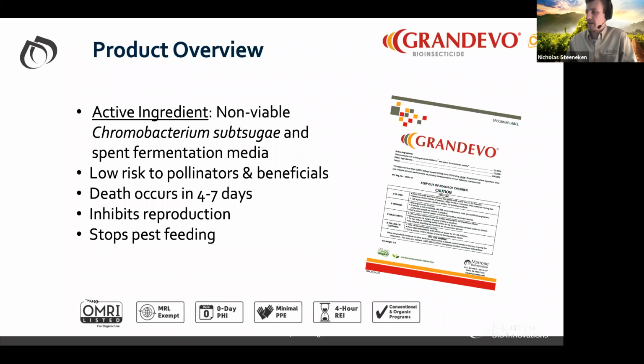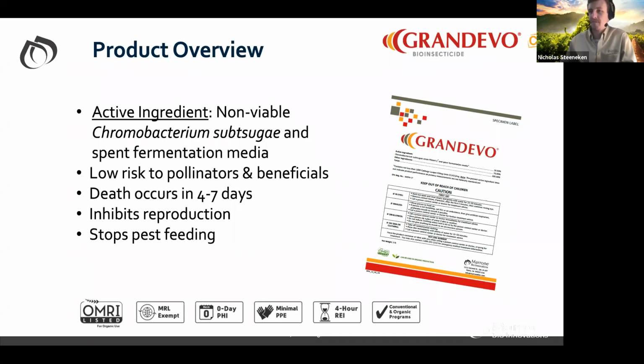So we have Grandevo here, whose active ingredient is non-viable Chromobacterium subtsugae in spent fermentation media. So it is another soil bacteria. It has low risk to pollinators and beneficials. Death occurs in 4 to 7 days. It inhibits reproduction and stops pest feeding. The use rate of Grandevo, if I'm not mistaken, is 2 to 4 tablespoons per gallon. That is correct. Yes, double checking myself.